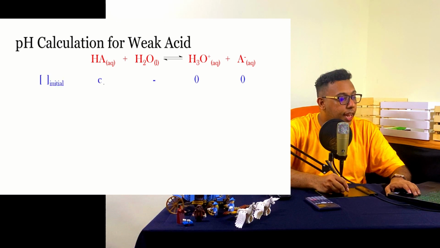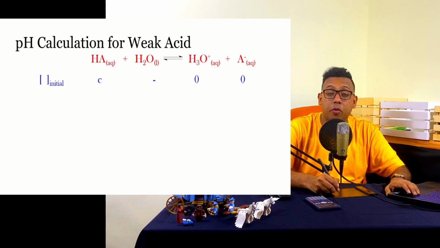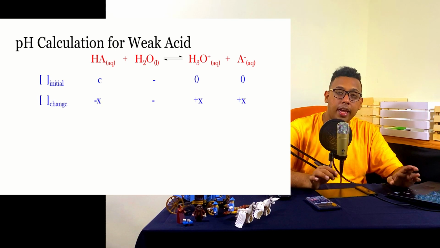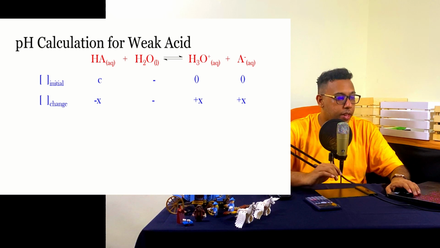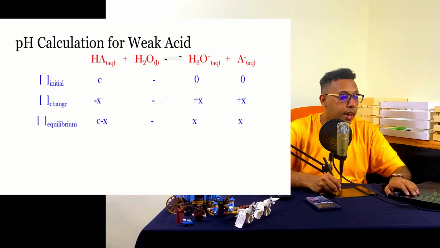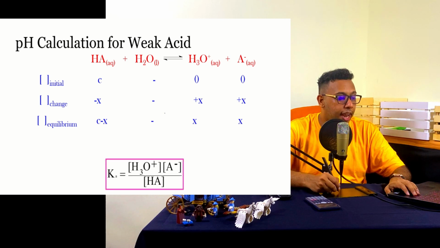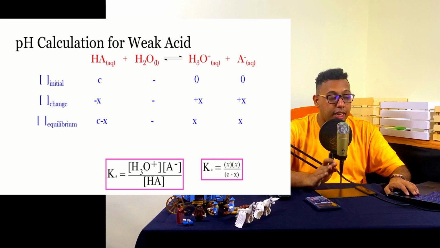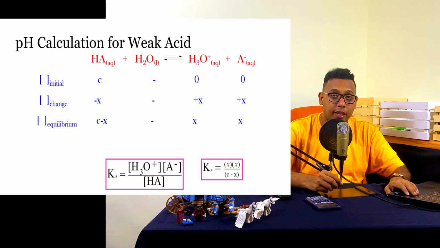Kita tahu bahawa ini adalah initial concentration. Produk dia memang kosong lah pada awal-awal. Okay, lepas tu dia akan berkurang sebanyak X, bertambah sebanyak X, bertambah sebanyak X. And then kita akan dapat at equilibrium, ini adalah C minus X, ini adalah X, ini adalah X. And ini adalah kita punya expression for Ka. Daripada sini, kita boleh modify dia jadi macam ni, substitute saja.